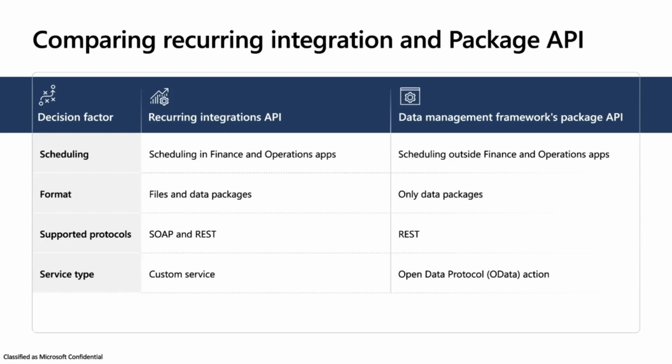In terms of supported protocols, recurring APIs can be used with both SOAP and REST. Package APIs are only used as REST. In terms of service, the recurring integration API is a custom service. For package API, that's basically an OData action. And all the APIs which we have talked about are OData actions.